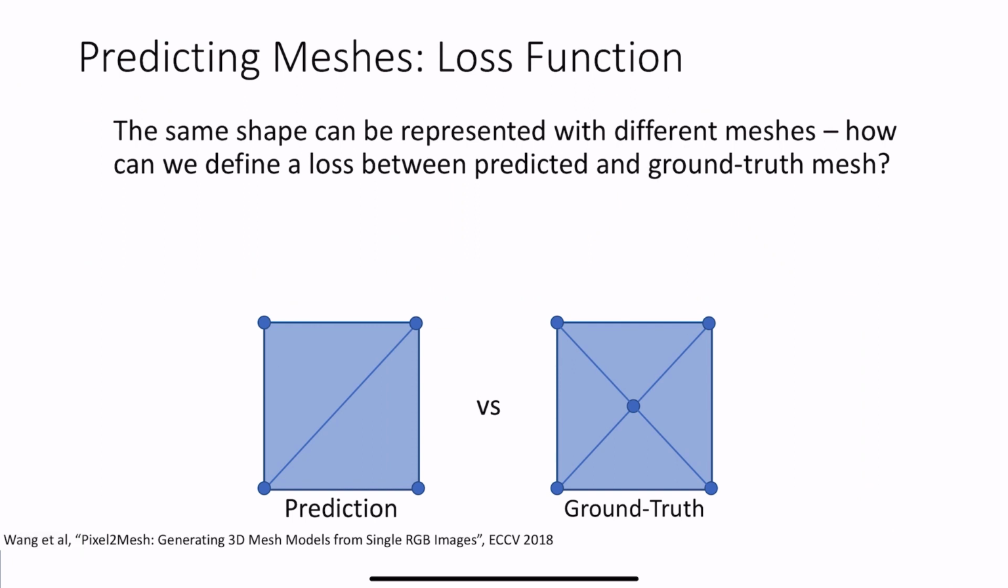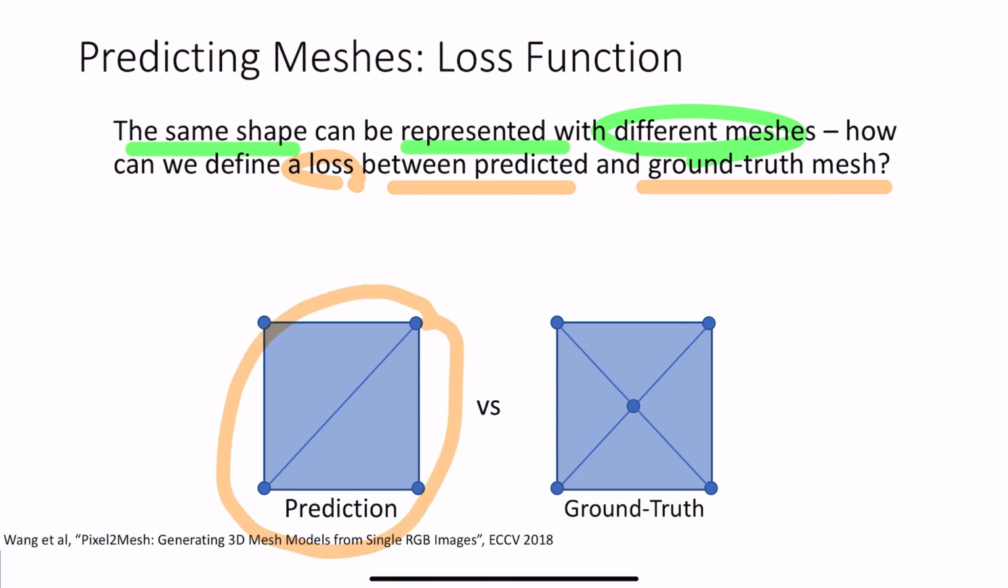So yeah, that was Pixel2Mesh, and the one thing is, how can we train this? Because the same shape can be represented with different meshes, right? It means that there is no unique representation by a mesh model. So the question is, how can we define the loss between the predicted and ground truth meshes? So the idea is, let's just use the point cloud loss function, the chamfer loss function. First of all, let's suppose that this is a predicted mesh model. Here are the vertices and here are the faces. And let's say here is the ground truth with its vertices and faces.